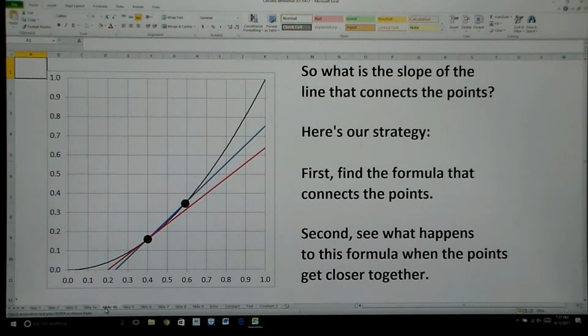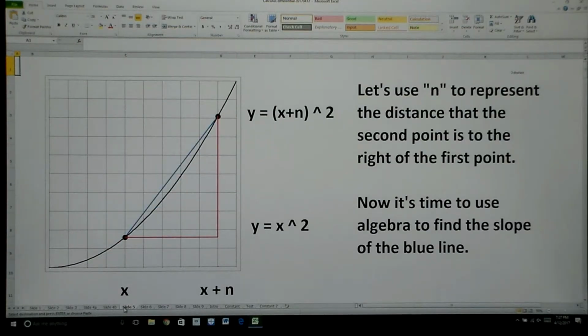So what is the slope of the line that connects the points? Here's our strategy. First, find the formula of the line that connects the points, and second, see what happens to this formula when the points get closer together. Now, let's use n to represent the distance that the second point is to the right of the first point. What we're going to try to do now is calculate the slope of the blue line that connects the points. We'll do this using algebra.